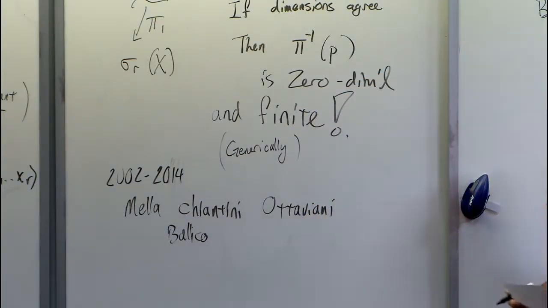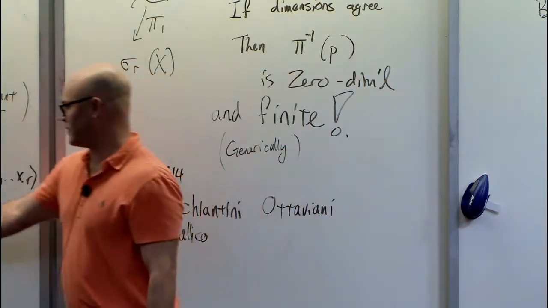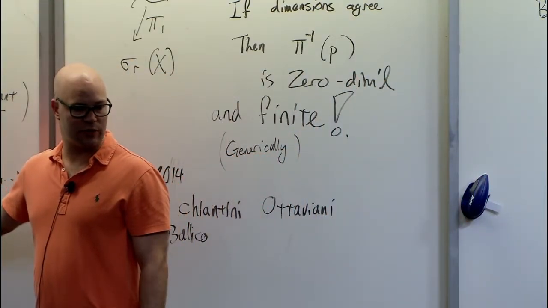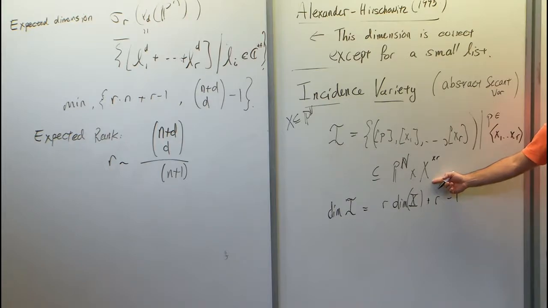So is this smooth already, the incidence variety? Well, it depends on whether X is smooth, right? So if X is smooth, then it will be smooth. It's just the Cartesian product of all of these things. I have to think about it, I'm not sure, because the incidence variety may not be smooth if X has some singularities.